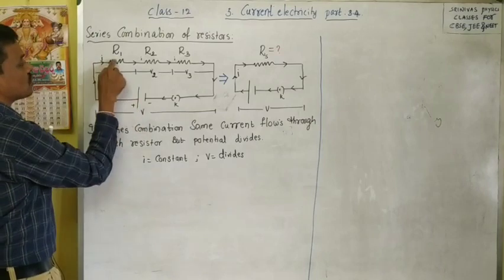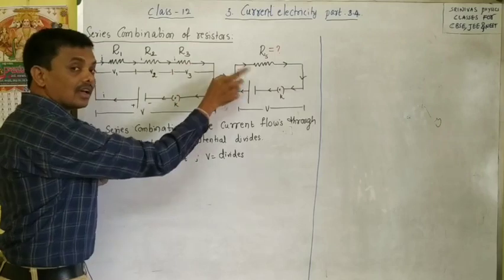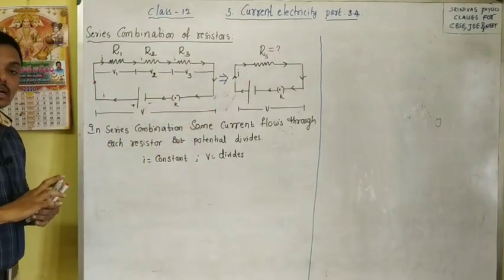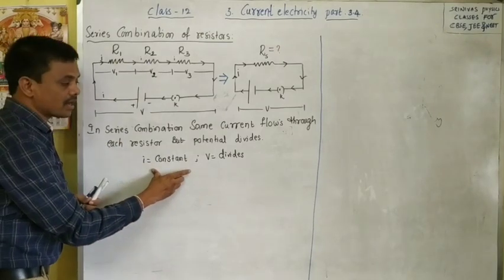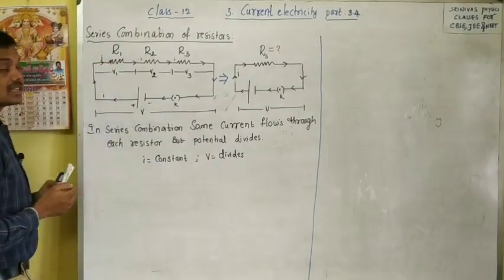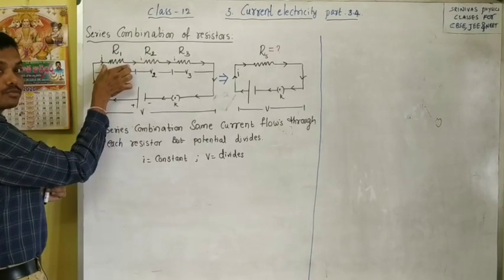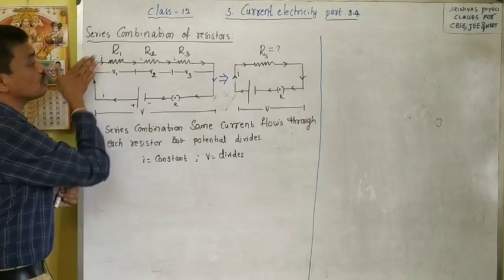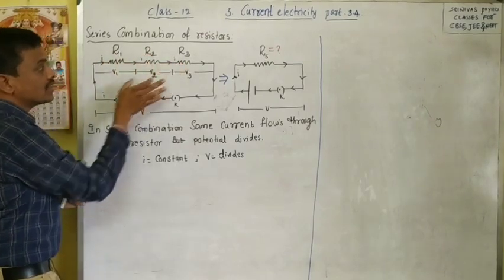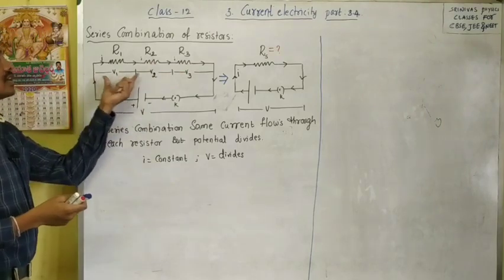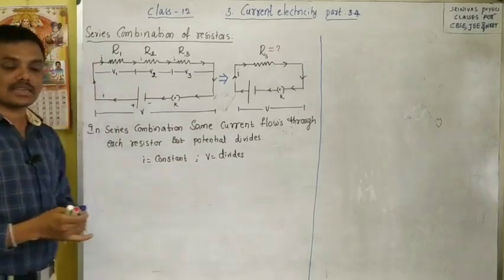How many electrons pass through the first resistor, that many electrons pass through the second resistor, and that many electrons pass through the third resistor. That's why charge is the same and current is also the same. In series combination, the same current flows, but the potential divides. Potential is what? Work done to move unit positive charge. If opposition is more, then more work should be done to move the positive charge. If opposition is less, then less work should be done. That means based on the resistor, the potential divides. In series combination, current is constant, potential divides.